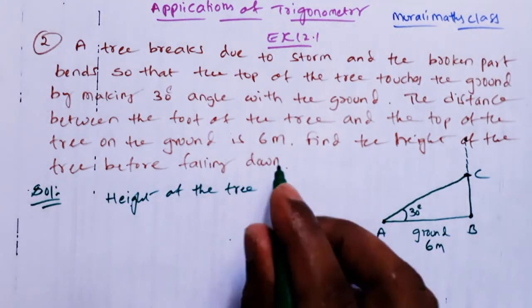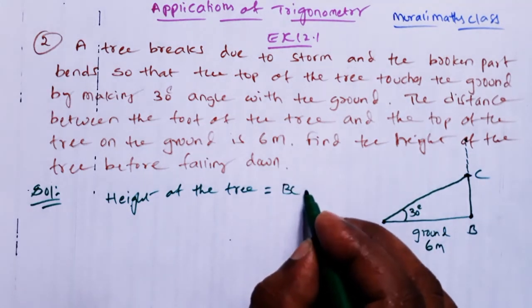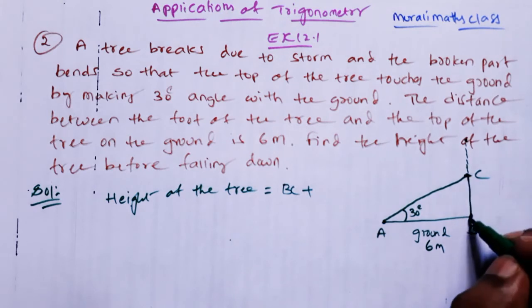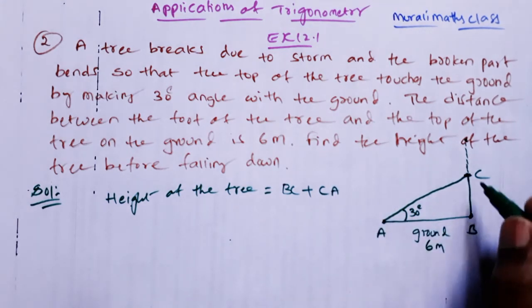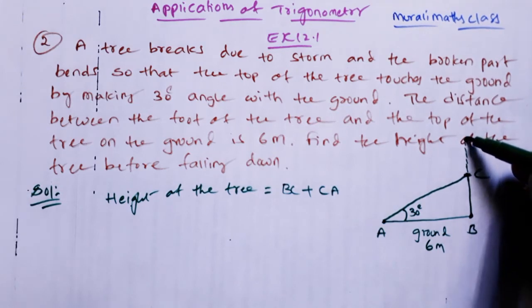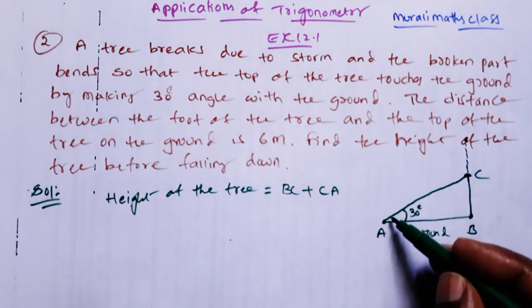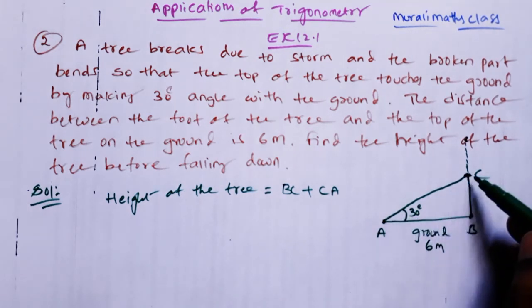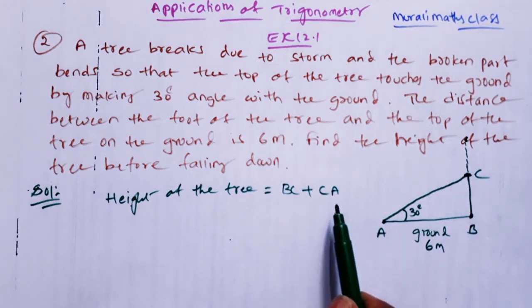Height of the tree means BC plus CA. That is the height of the tree. Why? Because the tree is up to here, but due to storm it breaks at this point and falls like this. Then the height of the tree is this distance plus this distance. So we have to find the BC answer and the CA answer also.